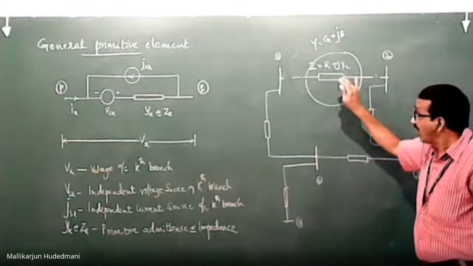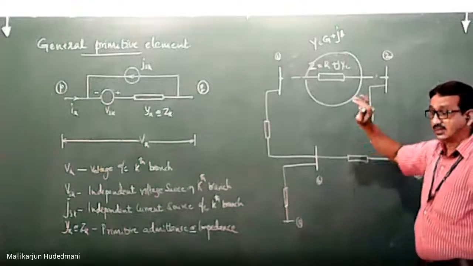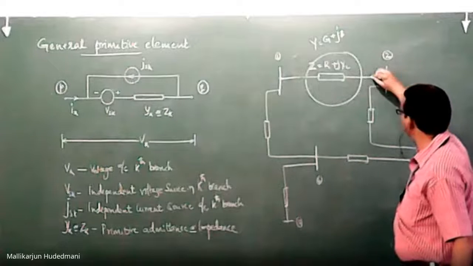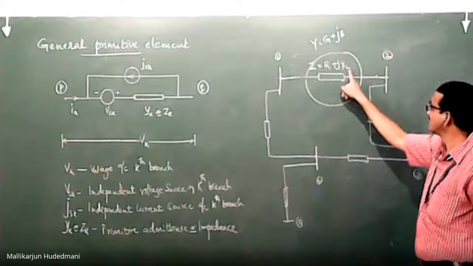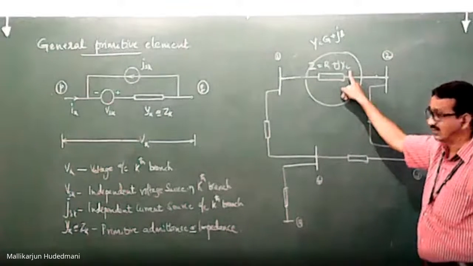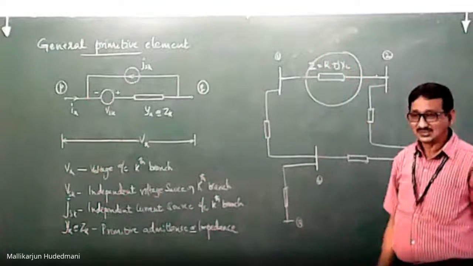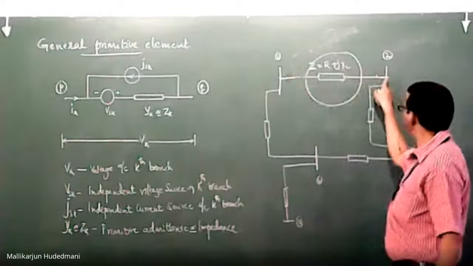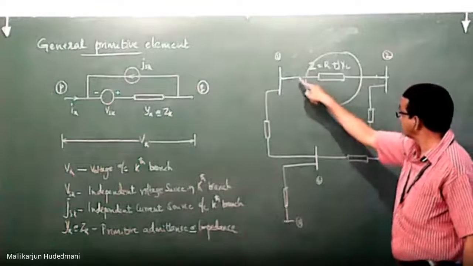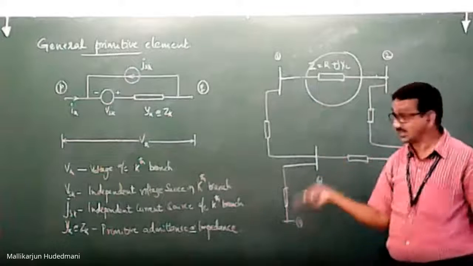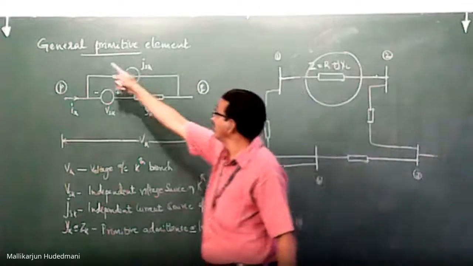Then, how is this visualized? Of course, in this section, which I represented as the simplest network, I have presented only resistance and inductance, or XL if I consider only inductance. Now, it may not be the case. The element between 1 and 2 may have a voltage source in series, a current source across this, anything may be there. That's called the general primitive element.